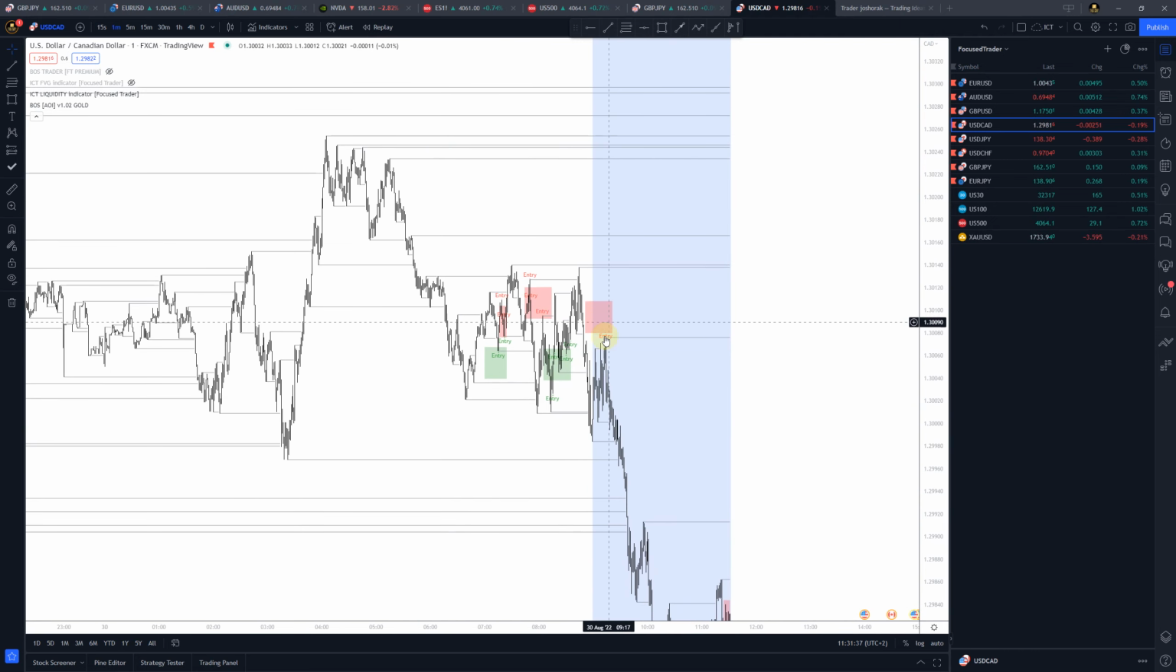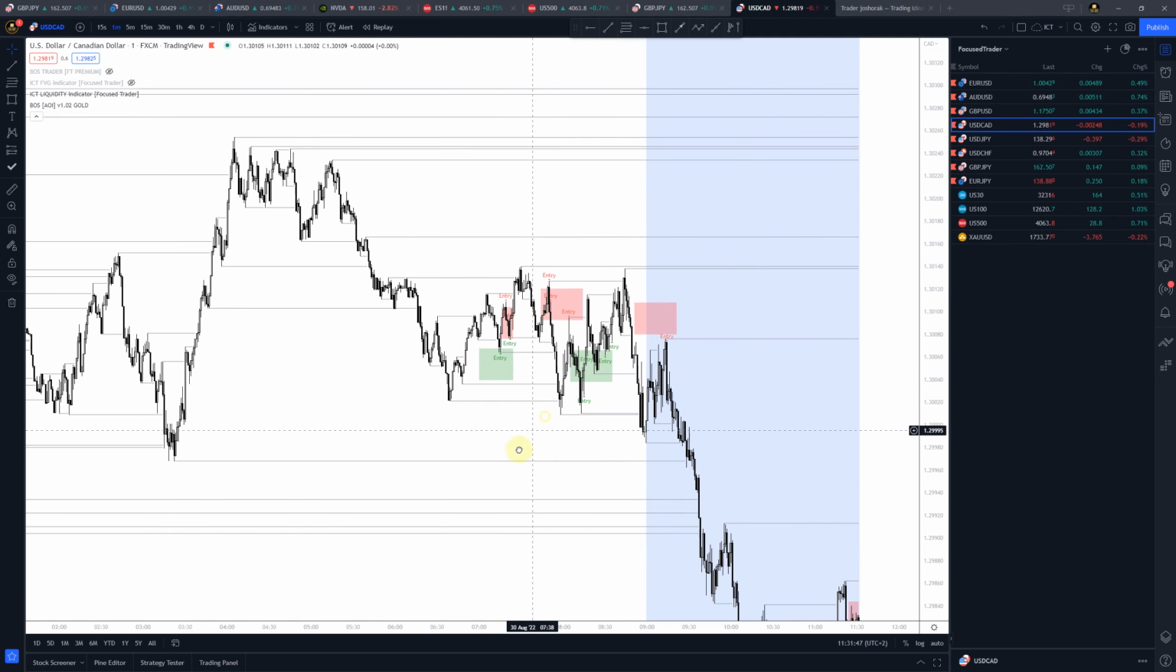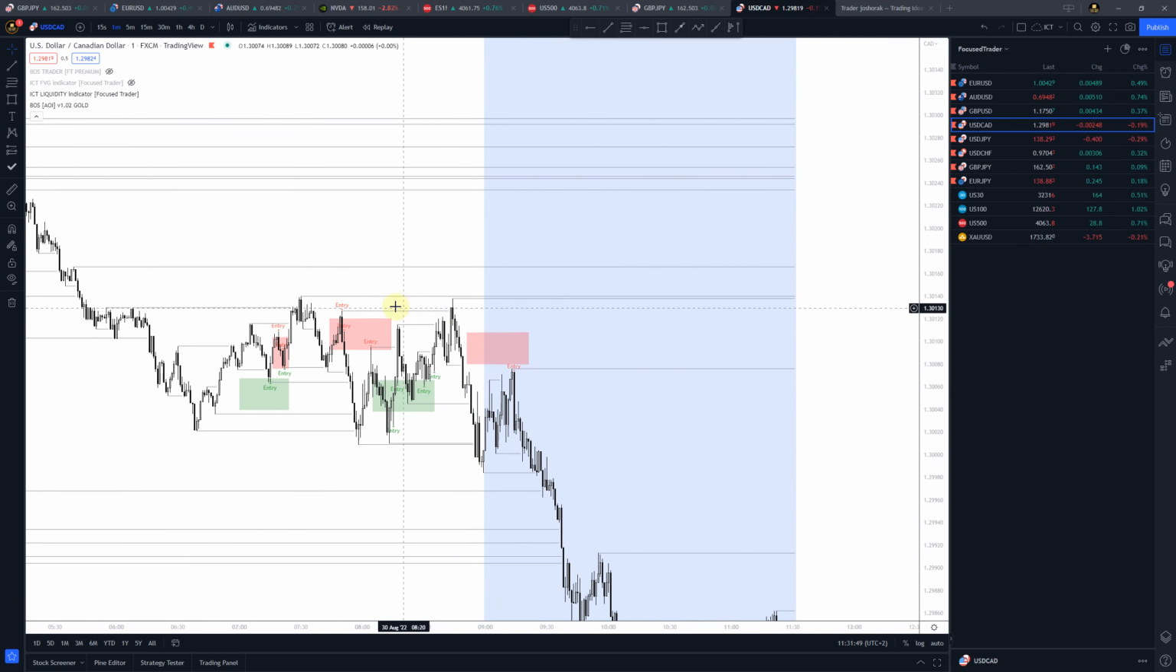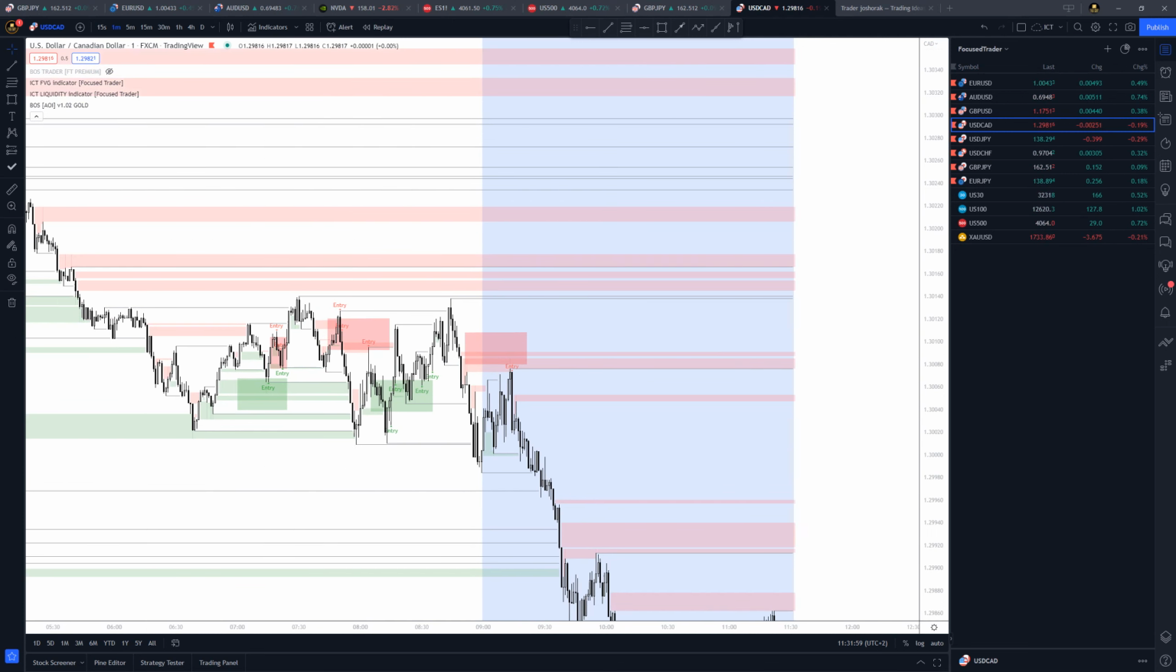and in this area it probably is the beginning of the London kill zone, but we don't use it as most of ICT students do. We use it a bit differently, but as you can see, there is some liquidity grabbed here. There is some liquidity grabbed here. There is a strong reaction, liquidity grabbed here, and there are some fair value gaps. Let me show you that they are there. You can see them, okay?